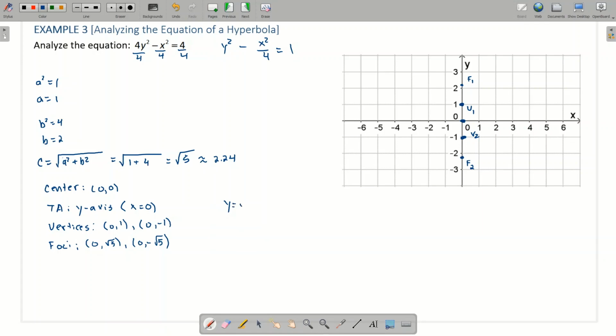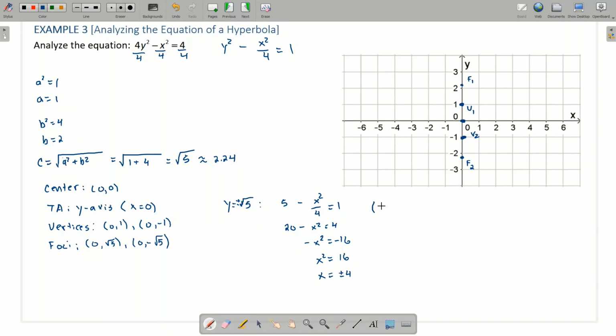So if y is equal to, we're going to do both plus and minus square root of 5, what do we get? When we plug into this, you're just going to get 5, because the square cancels the square root, and it cancels the plus or minus. So 5 minus x squared over 4 equals 1. Again, I'm going to multiply everything by 4 just to get rid of this fraction. So 20 minus x squared equals 4. I can subtract that over. Negative x squared equals negative 16. So x squared equals positive 16. X equals plus or minus 4.